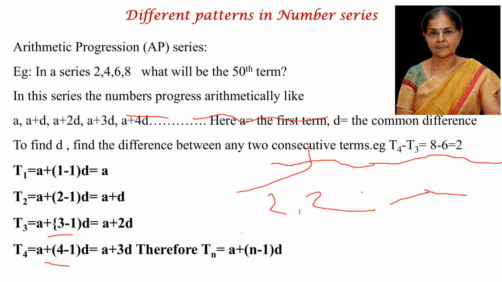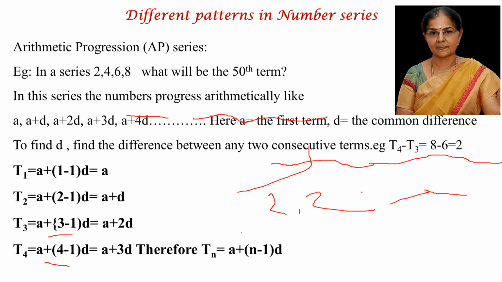A plus 2 minus 1 D, that is equal to A plus D, because 2 minus 1 D is 2D minus 1D, that is D. And T3 is equal to A plus 3 minus 1 D, that is equal to A plus 2D.